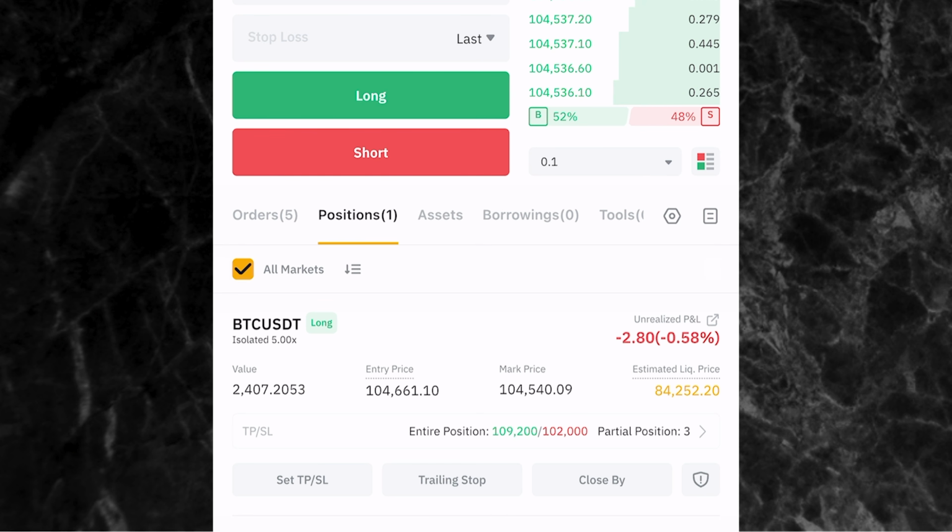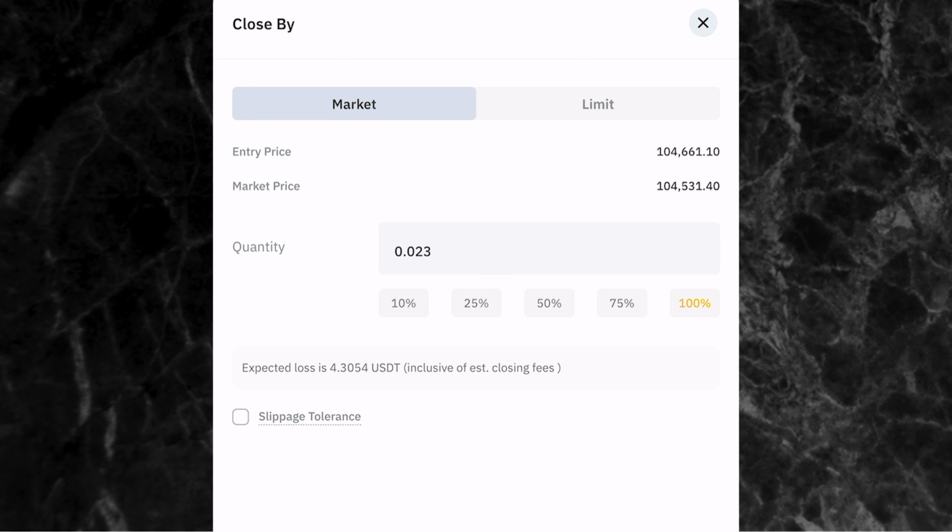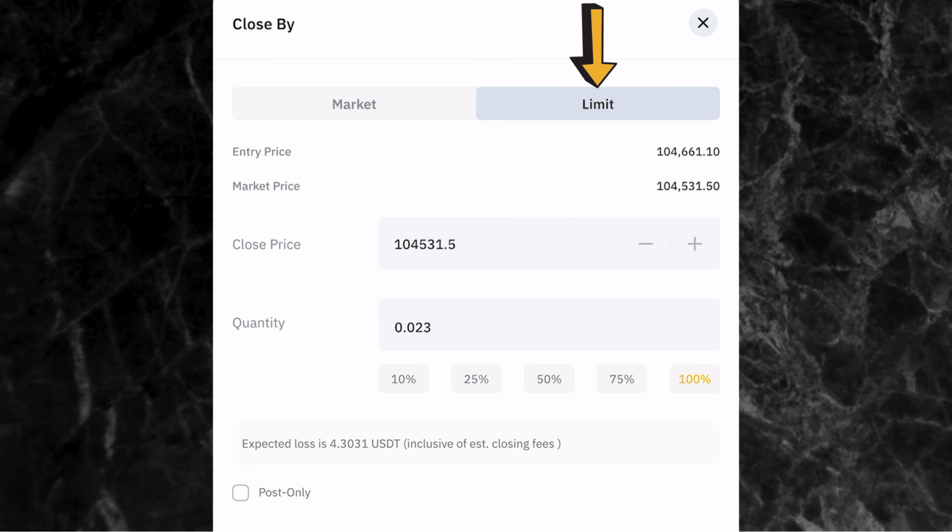So if you want to set more, come here again and click on close buy, and then you click on limits. And then the next thing is to enter the next price for your take profit level.